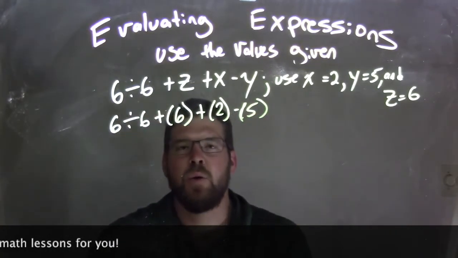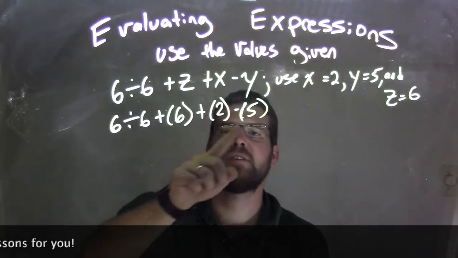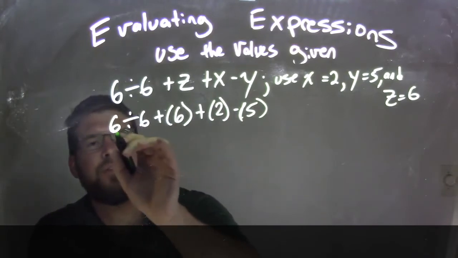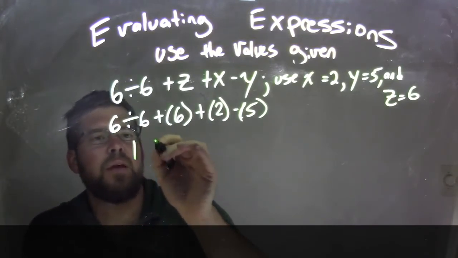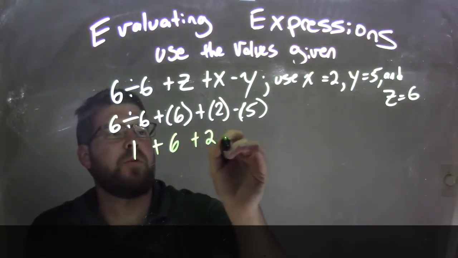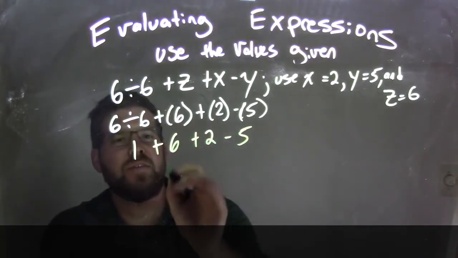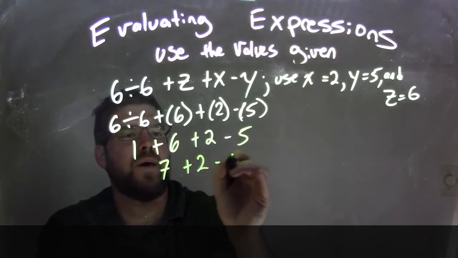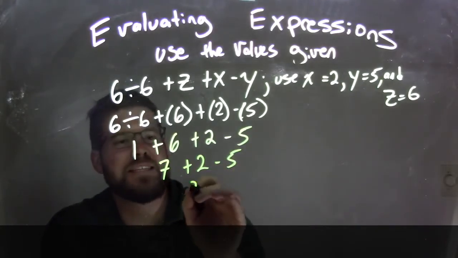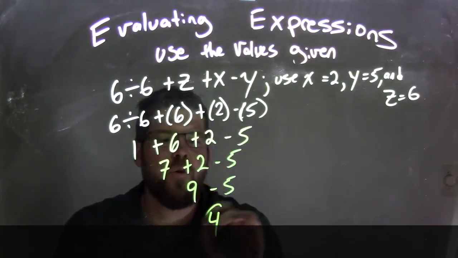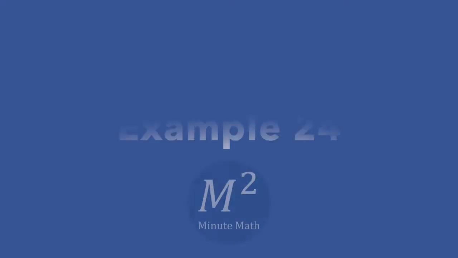So now we need to follow our order of operations. Well, I see addition, subtraction, and division. Division is the highest order, so let's deal with that first. 6 divided by 6 is 1, plus 6 plus 2 minus 5. And now let's start to read left to right. 1 plus 6 is 7, plus 2 minus 5. 7 plus 2 is 9, minus 5. And 9 minus 5 is 4. And there's our final answer.